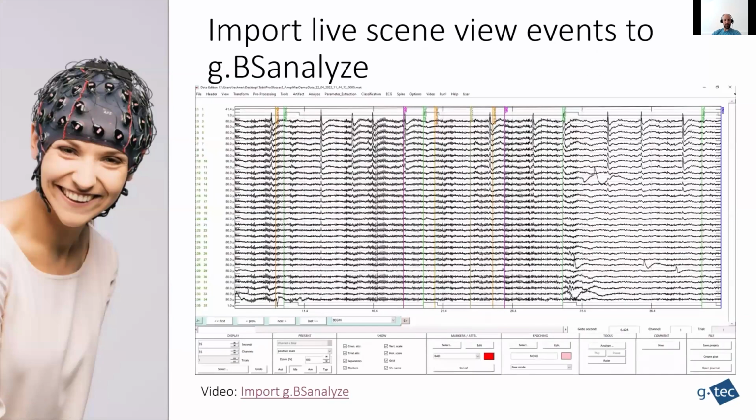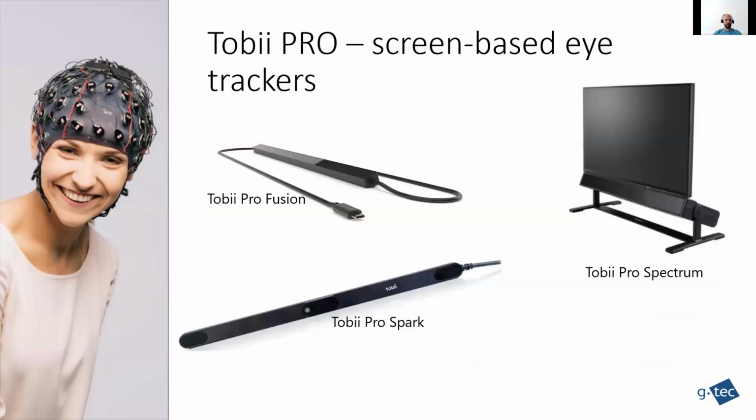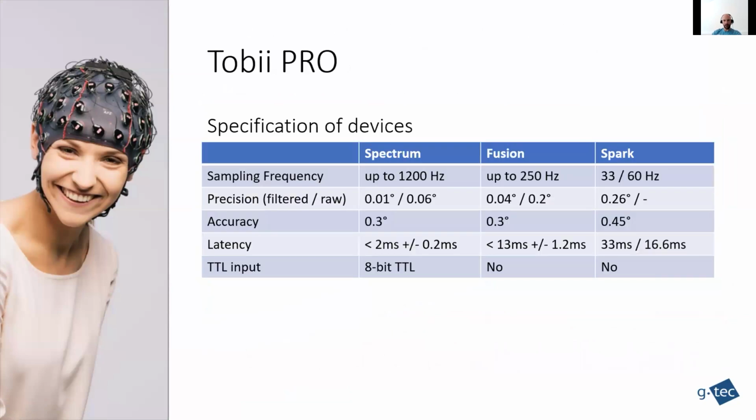Yeah, so that was it for the wearable eye tracker systems of Tobii. So I want to also introduce the Tobii Pro, the screen-based eye trackers. I already mentioned that we support the Fusion, the Spark, and the Spectrum. So this table just gives you an overview of the specifications of the different eye trackers.